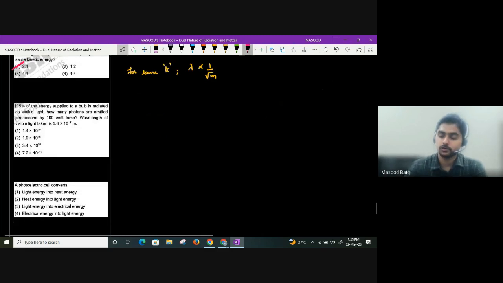What does a photocell do? It converts light energy into electrical energy. Just now we have seen. Next question, if you see, five very important case, guys. Definitely such type of questions can be asked.